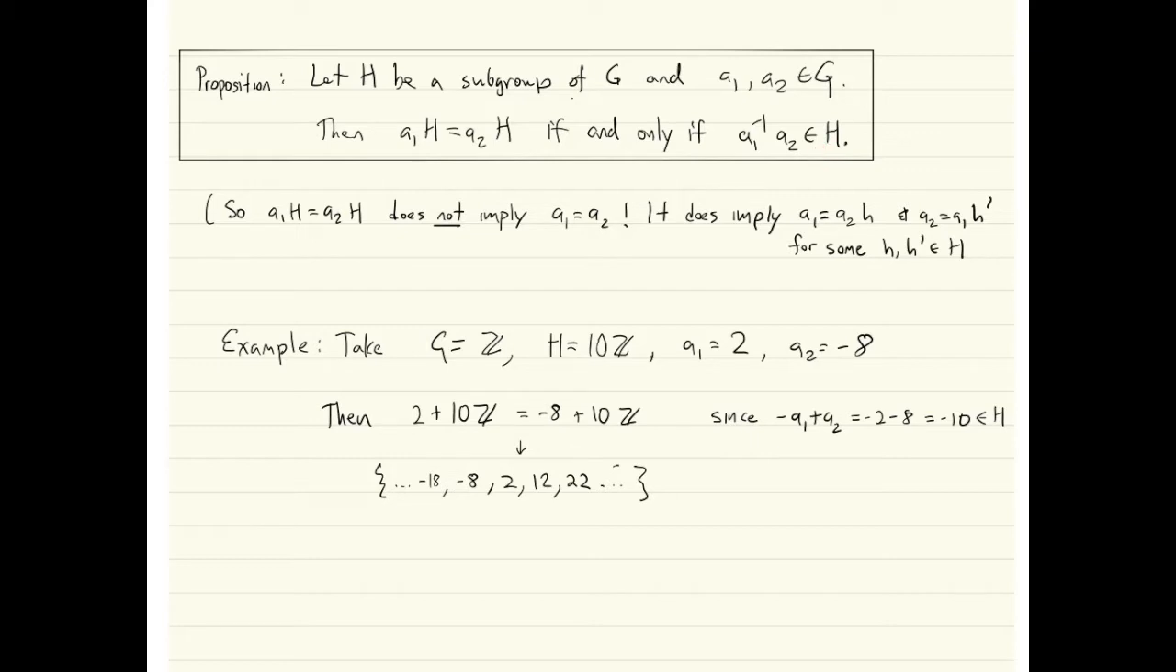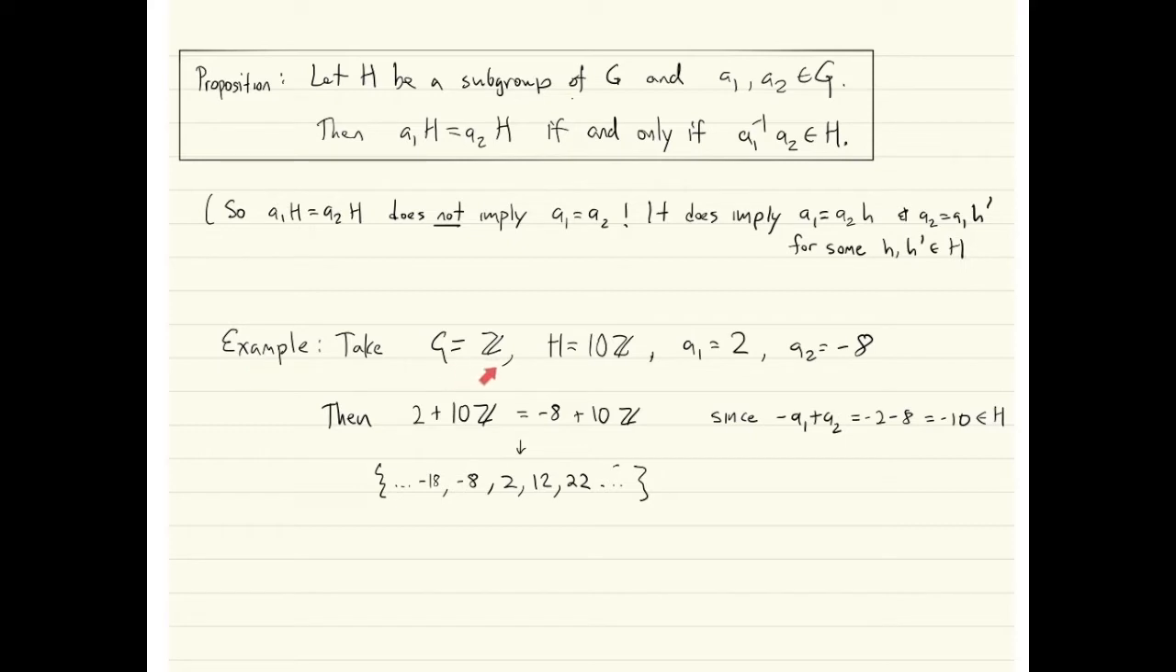Now, what this means in particular is just because A1H equals A2H, that does not imply A1 equals A2. What it does imply is that A1 is A2 times some element of H. That element H could be the identity element, in which case, yes, A1 equals A2, but it might not be the identity element. And then also A2 is equal to A1 times H prime for some H and H prime in H. Let's do an example before jumping into the proof.